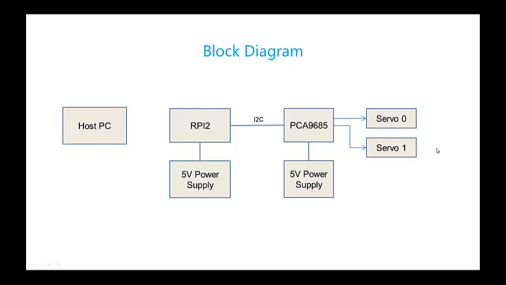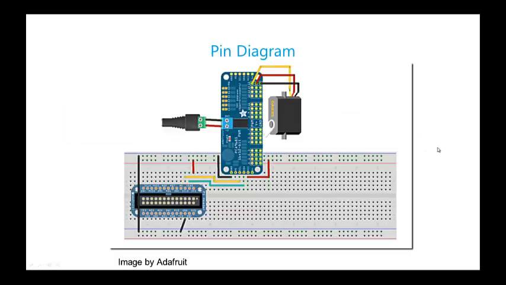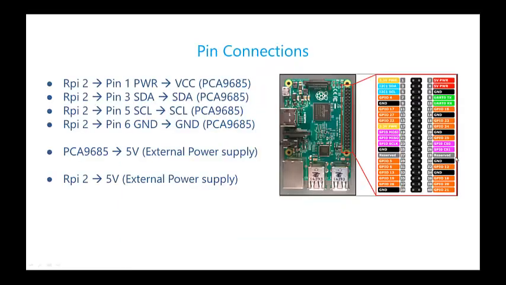Next, we'll look at the pin diagram. This pin diagram is done by Adafruit, and I'm just using their diagram. It is very difficult to read in this diagram, but in this slide, we can understand a little bit better. So pin 1 of Raspberry Pi 2 is connected with the VCC of PCA.